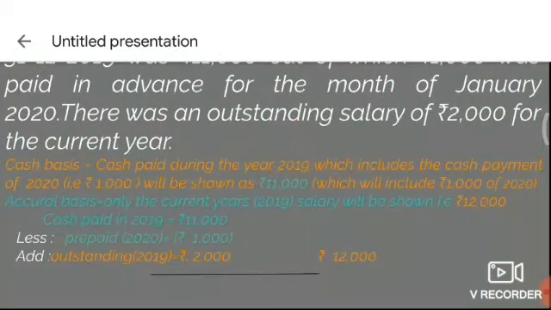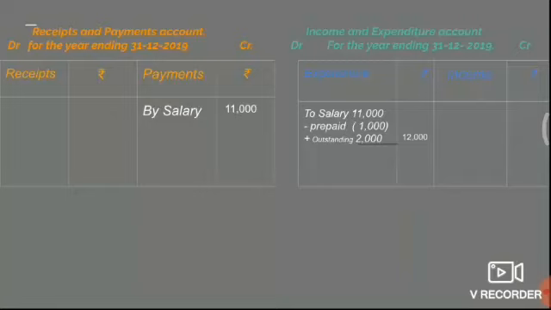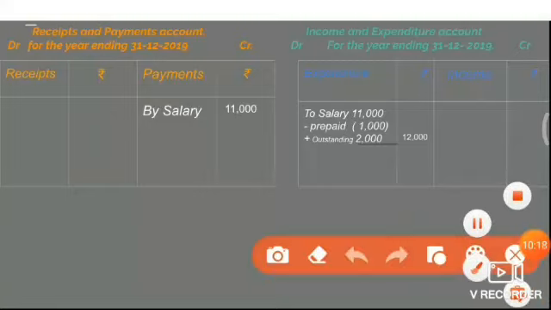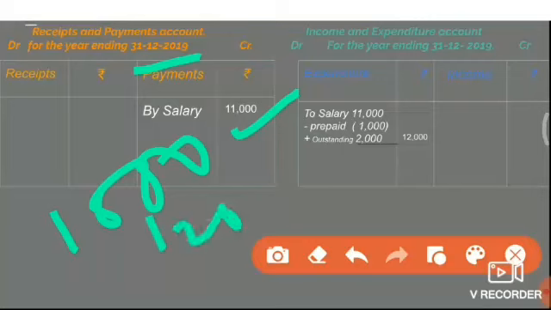Now when we show this into our accounts, then it will be shown this way. The receipts and payments is on cash basis. So during the year 2019, the cash which was paid as salary was 11,000. So it will be recorded as 11,000 rupees. It will even include that 1,000 rupees which belongs for 2020.